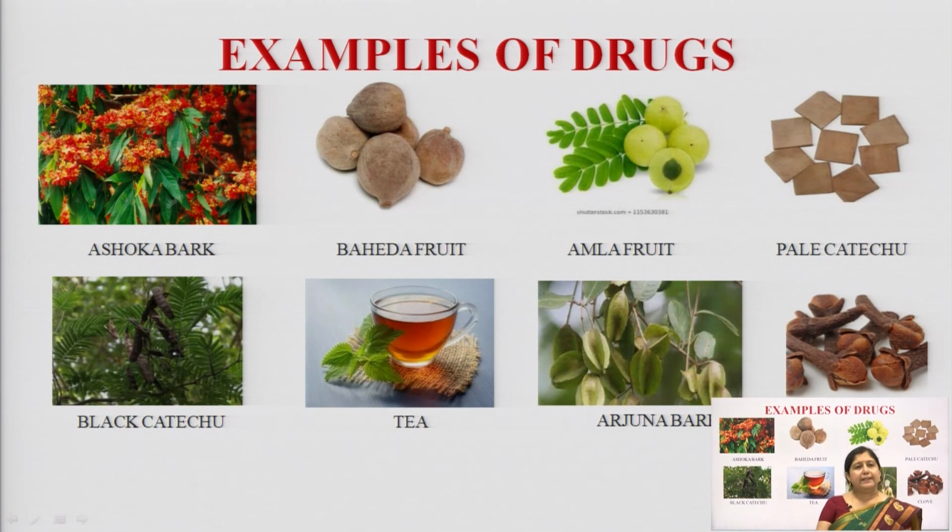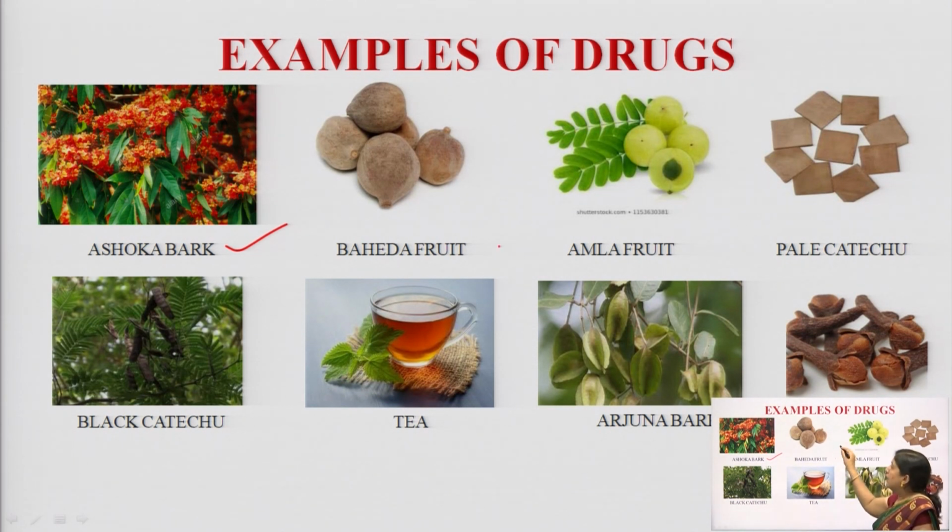These are a few examples of tannins. The Ashoka bark, from the Ashoka tree, has a very good effect on the female uterus. It acts as a tonic for the uterus.